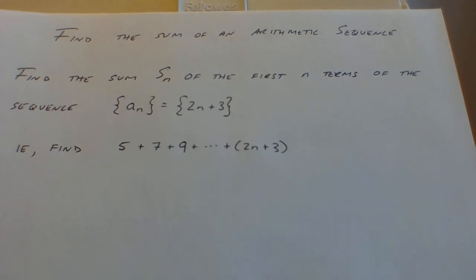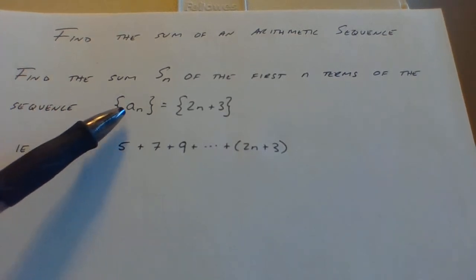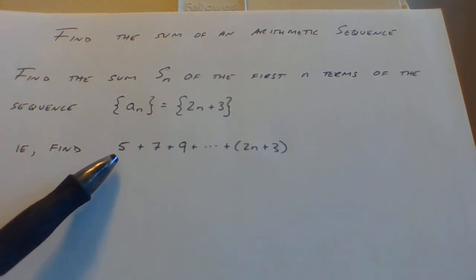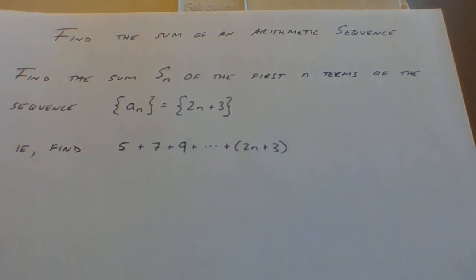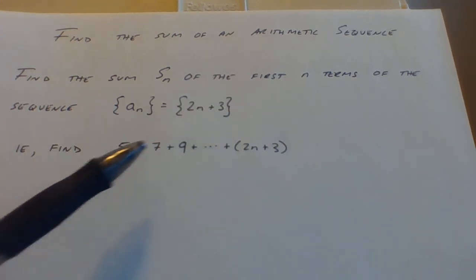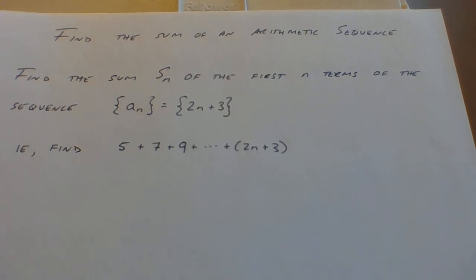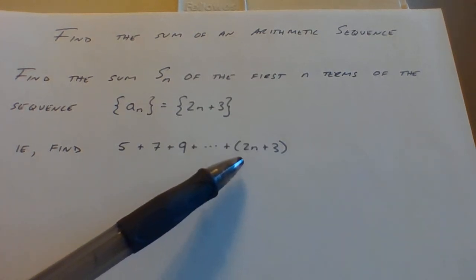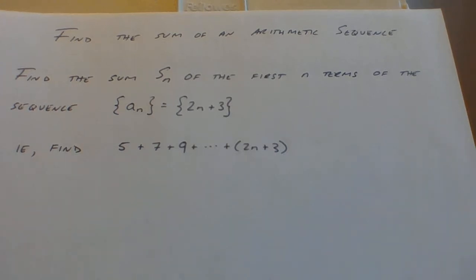One way we could write this out is to go ahead and start listing each of our terms. For our first term, we want a sub 1, so I could plug a 1 up in here for this n value and get 2 times 1, which is 2, plus 3. So our first term is going to be 5. I could do the same thing for my second term. I'd have a sub 2, or 2 times 2 plus 3, which is going to give me 7. And I can continue this process. So we're looking at finding the sum of this sequence of numbers. 5 plus 7 plus 9, all the way up into our last term, which is going to be 2n plus 3. That's one way we could write this summation.